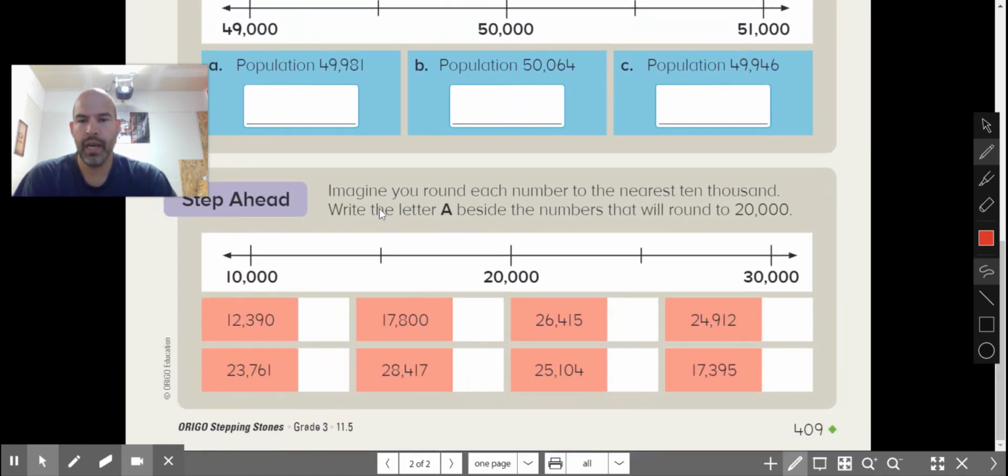And then down here in the step ahead, it says, imagine you round each number to the nearest 10,000, okay? And it said, write the letter A beside the numbers that will round to 20,000. So you're going to look at these and find which of these would round to 20,000 and write that letter. We're looking at the 10,000s place value.